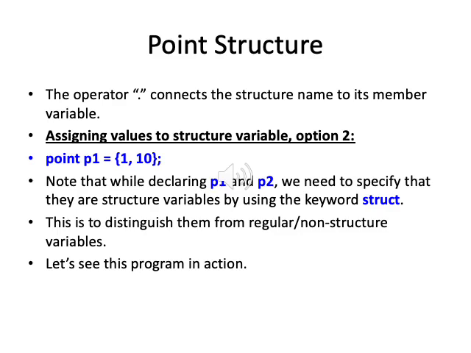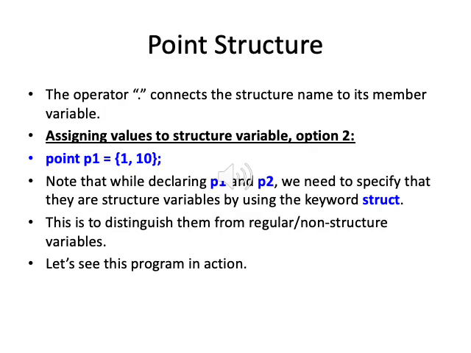Another option for assigning values to a structure variable is we can say struct point p1 is equal to 1 comma 10. So values separated by commas and enclosed in curly braces. Once again, note that while declaring p1 and p2, we need to specify that they are structure variables by using the keyword struct. So the language does enforce that. Not doing so will result in an error. The usage of this keyword struct is to distinguish structure variables from regular or non-structure variables.